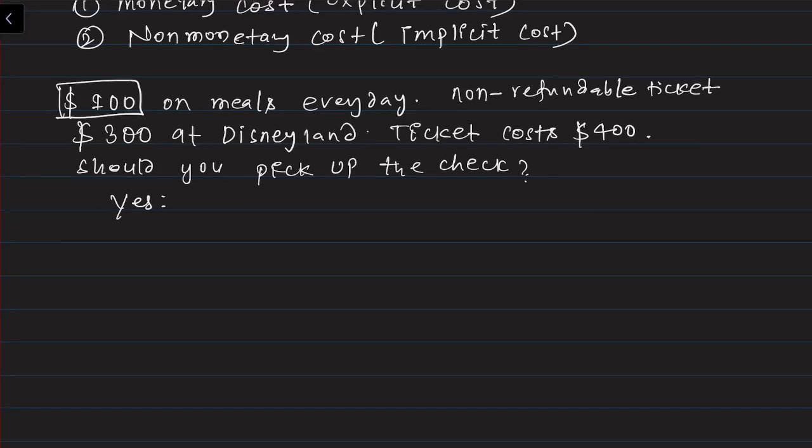So again, this $100 is irrelevant because this is a fixed cost. Now the ticket cost is also irrelevant in this question because the ticket is non-refundable. So this is a kind of sunk cost. Sunk cost is a type of cost which cannot be recovered, so since the ticket is non-refundable, this ticket cost cannot be recovered, so we'll not take this into our analysis.